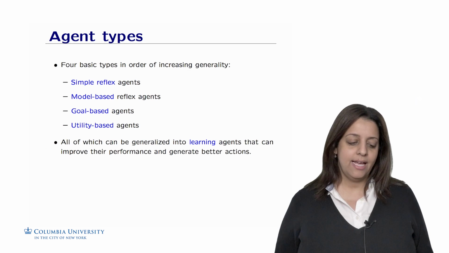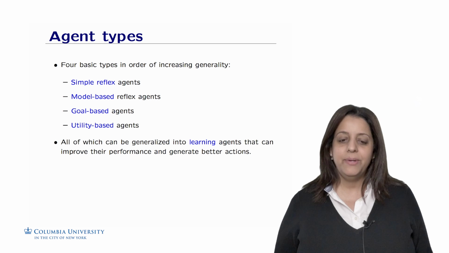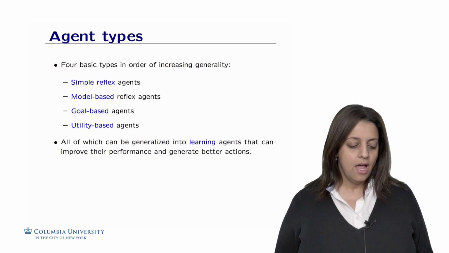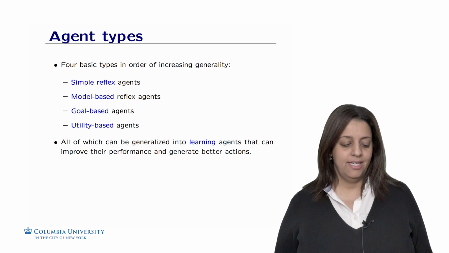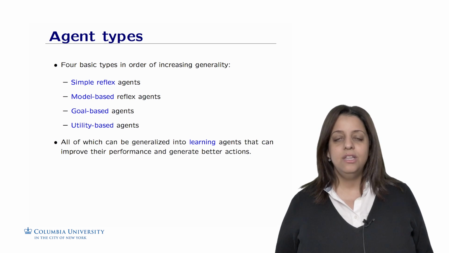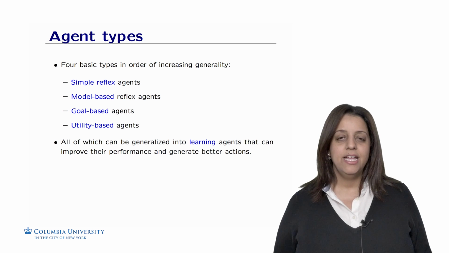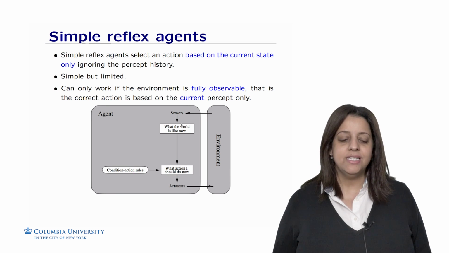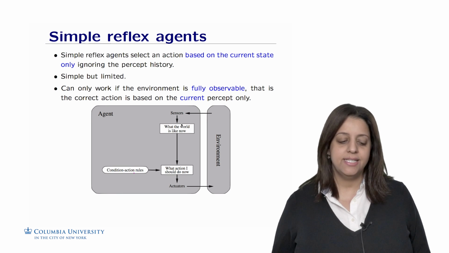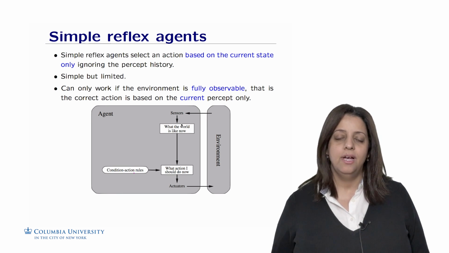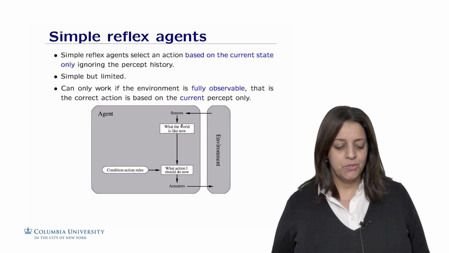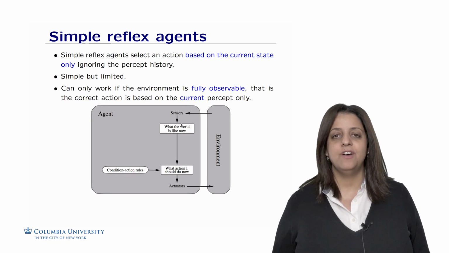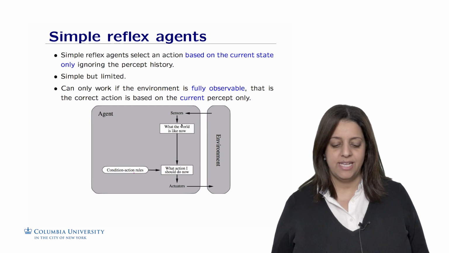There are also 4 basic types of agents in order of increasing generality: simple reflex agents, model-based reflex agents, goal-based agents, and utility-based agents, all of which can be generalized to learning agents that can improve their performance and generate better actions. So first of all, what are simple reflex agents? These are agents that select an action based on the current state, ignoring the perceived history. It's simple, but of course limited, because it can only work if the environment is fully observable. That is, the correct action is based on the current percept only.